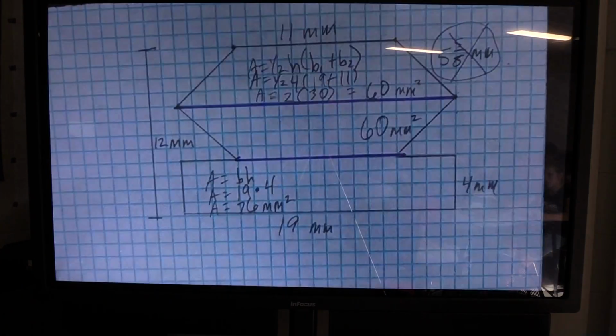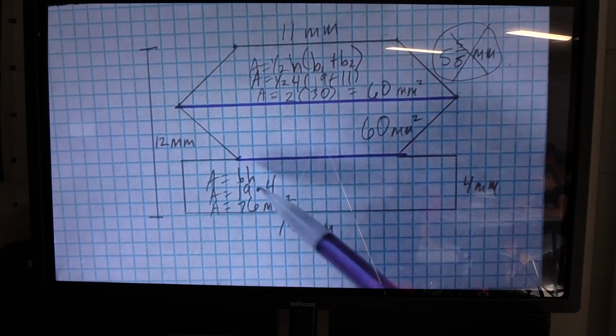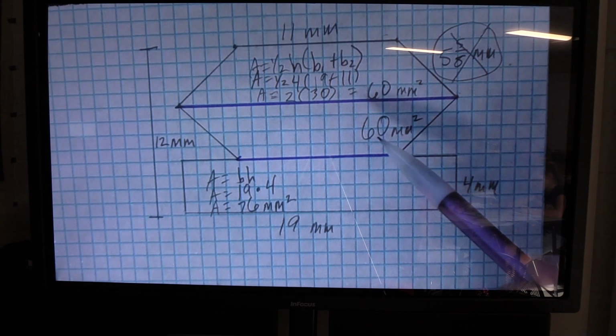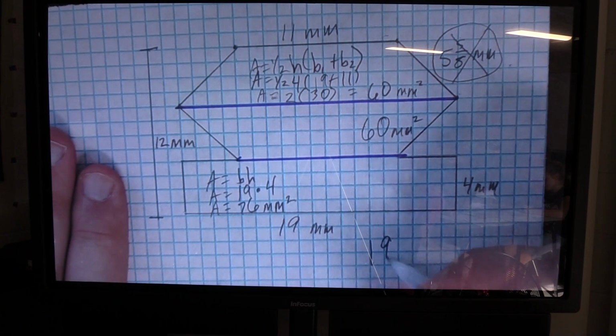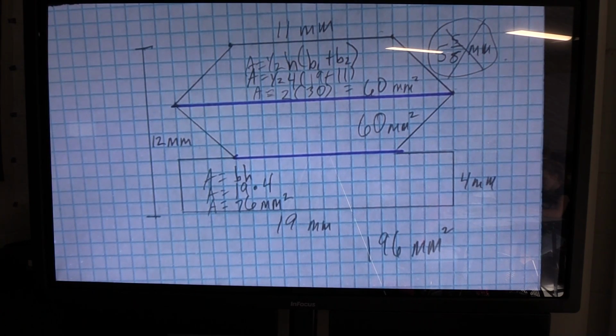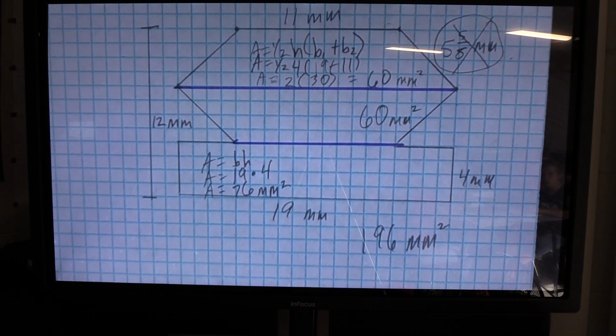Okay, now let's go ahead and add up this value, and this value, and see what we get. 60 plus 60 is 120, and 120 plus 76 is 196. And our unit measure is millimeters squared. Now, if I were to attach a math practice to this, I would say that I used what I know about finding the area of various polygons to figure out the area of the entire shape.